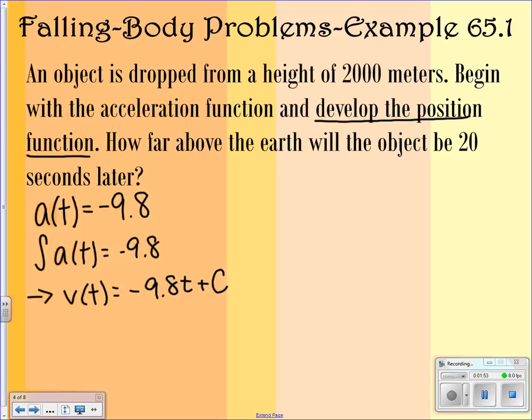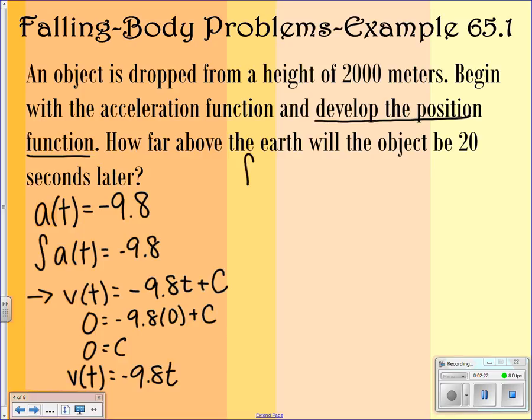And so what we need to do now is figure out the c. And so it says that it was dropped, so that means at time of 0, the velocity is 0. So whenever I plug in a 0 for my time, my velocity is going to equal 0. So that means that my c equals 0. So therefore, my velocity function is just negative 9.8t. And now we're going to integrate that to get to our position function.